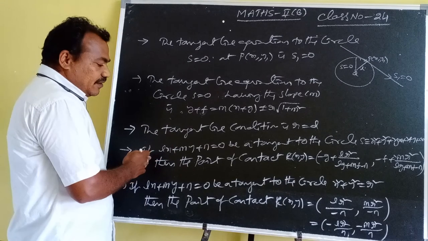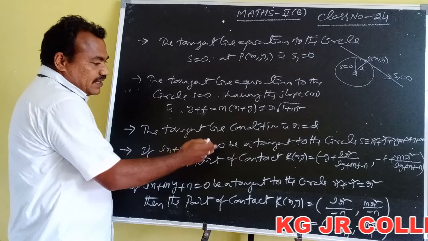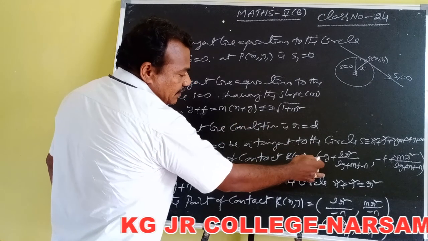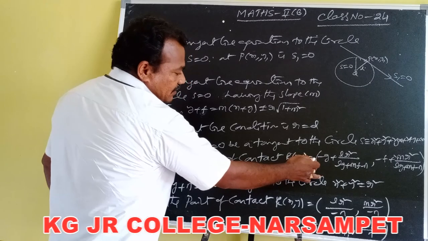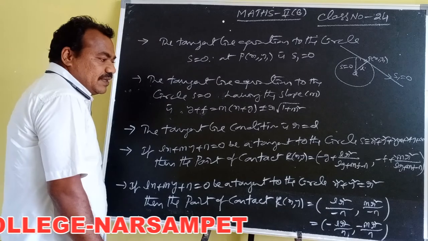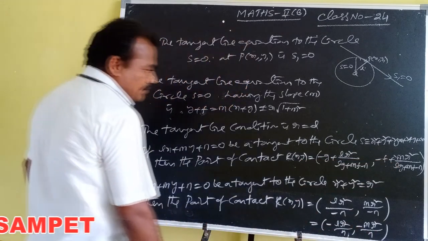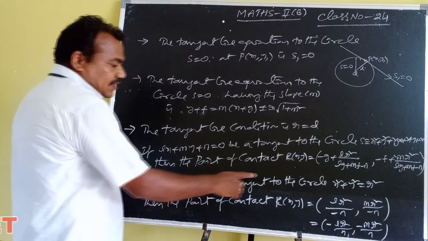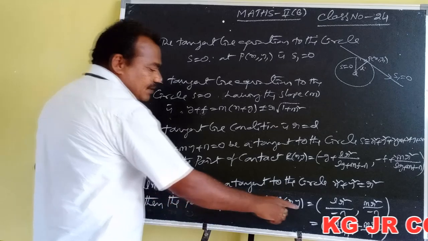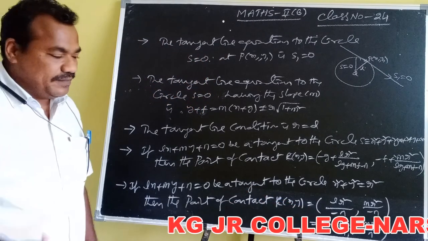Yes, and the point of contact coordinates, where lx + my + n = 0 is a tangent to this circle. Already we have done this in previous classes: the point of contact is (-g + lr²/(lg + mf - n), -f + mr²/(lg + mf - n)). Here, if the circle is in the form x² + y² = r², the point of contact coordinates are (-lr²/n, -mr²/n).